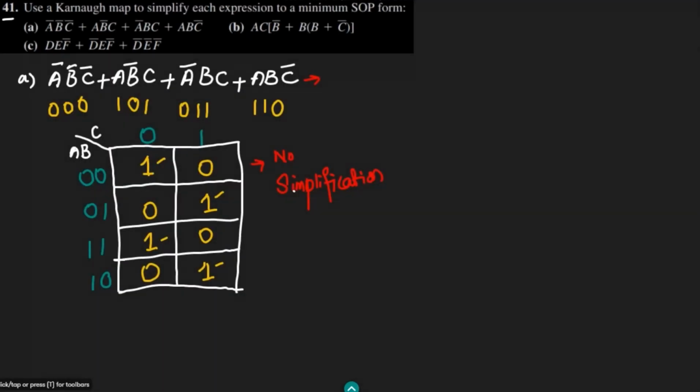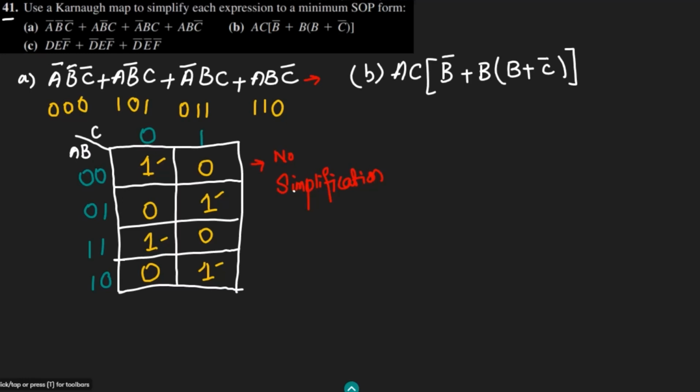Similarly for part B of my question, let me write it here. Part B is AC times B complement plus B plus C complement. First of all, in order to find the minimum SOP form for this expression, we have to simplify it and bring it to the standard form.